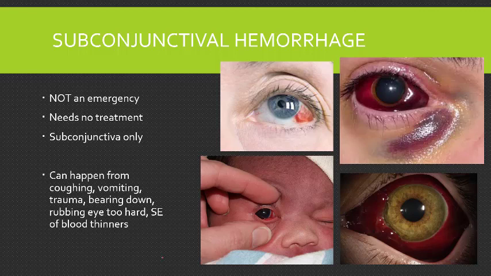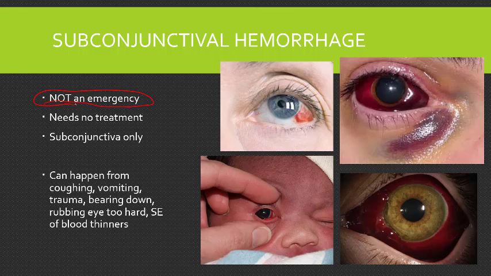Next is a subconjunctival hemorrhage. Remember, we're still only on the subconjunctiva. Even though a lot of these look very scary and they happen for a variety of reasons, these are not an emergency. I know it looks scary and I know it's really abnormal, but it usually doesn't hurt the patient and it's not an emergency. There's nothing that we can do about this. Essentially, it's just a really scary looking bruise.